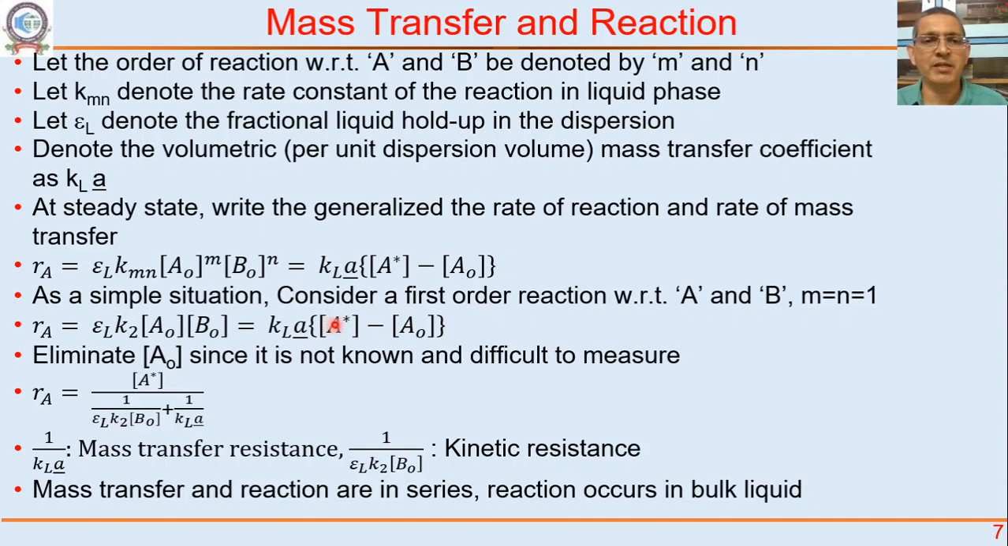A star I can measure from solubility. A naught we can't measure. I don't want to take a sample and analyze. So we can eliminate A naught. Then RA would be A star divided by the sum of 1 by epsilon L k2 B naught and 1 by kLa. So 1 by kLa is like the mass transfer resistance. 1 by epsilon L k2 B naught is like the kinetic resistance. And again, this is like resistances in series because these two steps are in series.